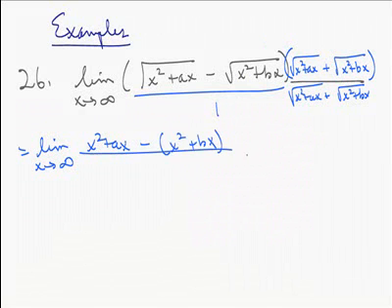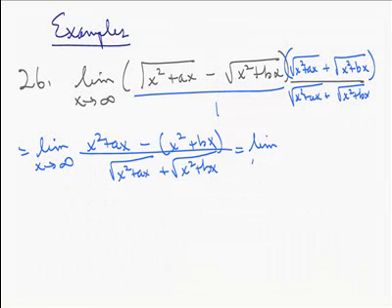Alright, all of that then divided by my denominator of the square root of x squared plus ax plus the square root of x squared plus bx. Well, so far so good. If I distribute this negative through the top, we're going to have the limit as x approaches infinity. X squared minus x squared, those are going to add to 0. I'll have an ax minus a bx. So I have ax minus bx divided by the square root of x squared plus ax plus the square root of x squared plus bx.